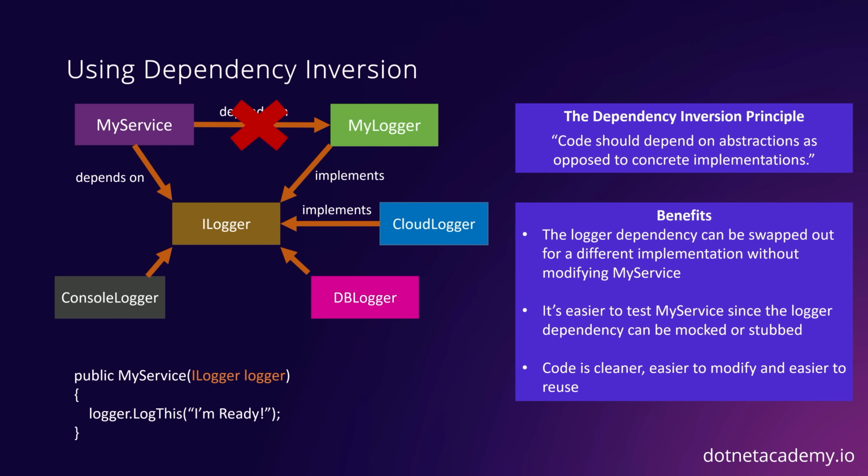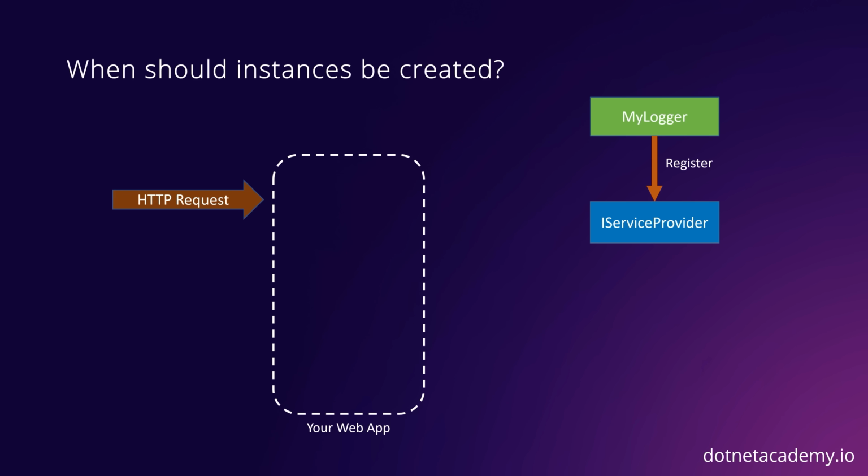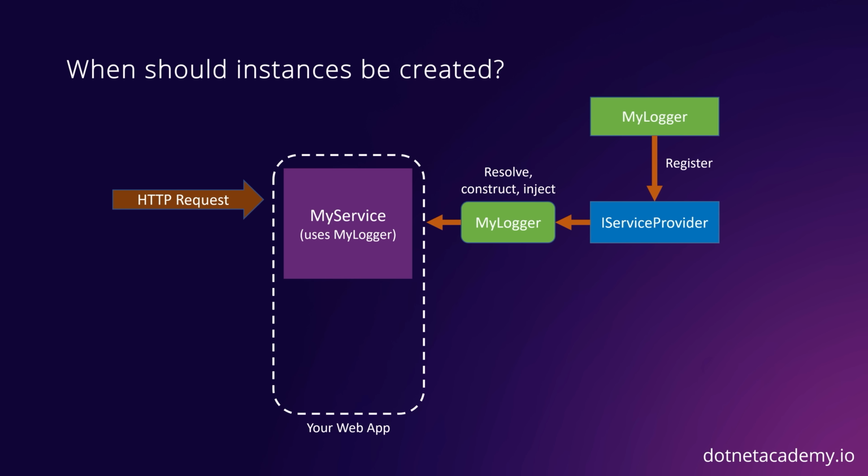Now, before we start using dependency injection in our code, there is one more important concept to understand, which is the service lifetime. We now know the basics of dependency injection in ASP.NET Core. We know that on startup, your application will register the dependencies, like my logger here, and later, when an HTTP request arrives, IServiceProvider will resolve, construct, and inject an instance of my logger into a new instance of your class, my service in this example.